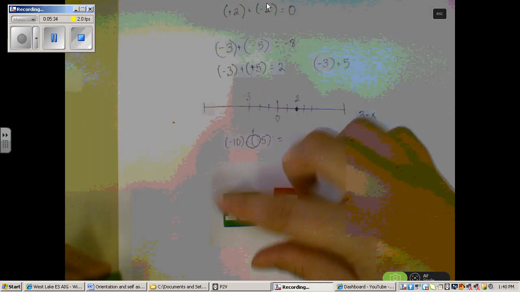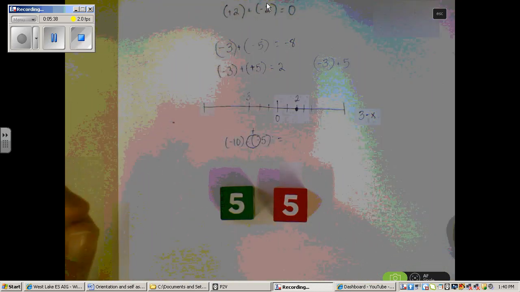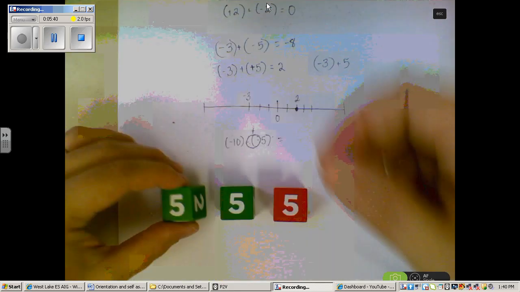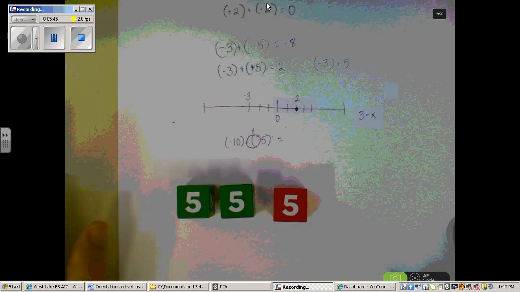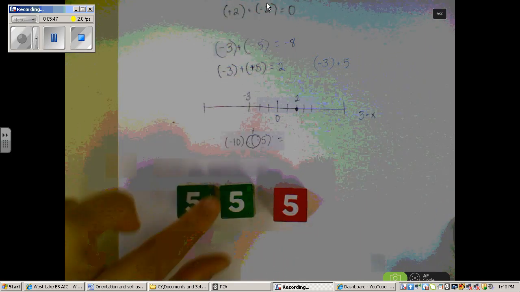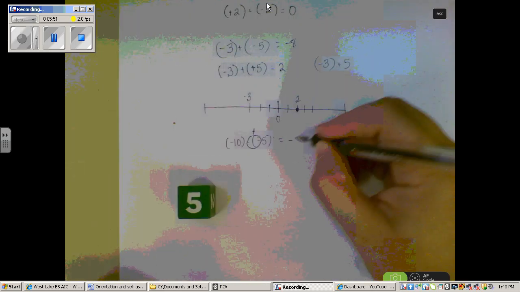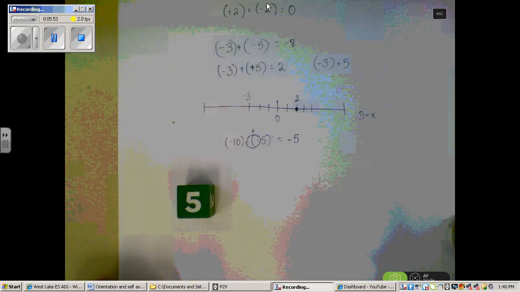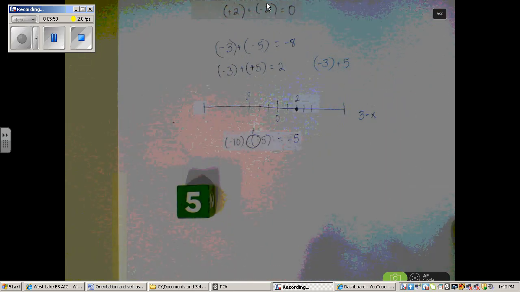We could break this 10 up into 2 5s. It's 5 and 5. Negative 5 and negative 5 are both negative 10. Now we could take away our opposites, and we're left with negative 10. Let's try another one.